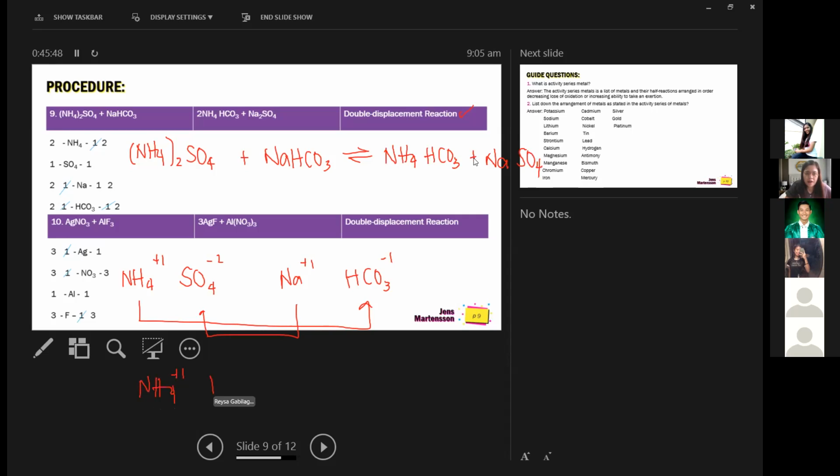And then bicarbonate is -1. This is equal to 0, thus we don't need a subscript. This is already correct. Again, we call it ammonium bicarbonate. Next, sodium sulfate. Na is +1, sulfate is -2.